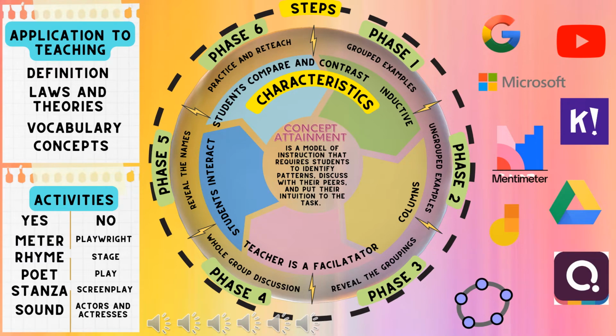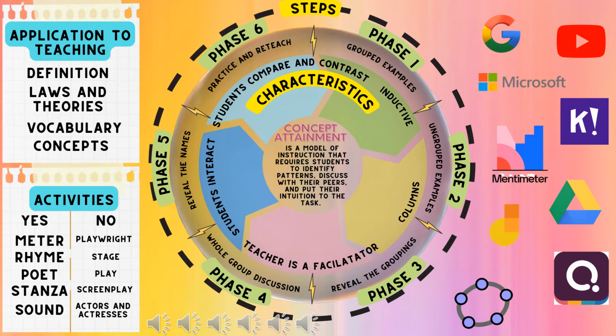The concept attainment model of teaching is a strategy developed by Jerome Bruner. It's an inductive teaching method in which learners identify the attributes in a data set and then define the category they belong to and its characteristics. It requires students to identify patterns, discuss with their peers, and put their intuition to the task.